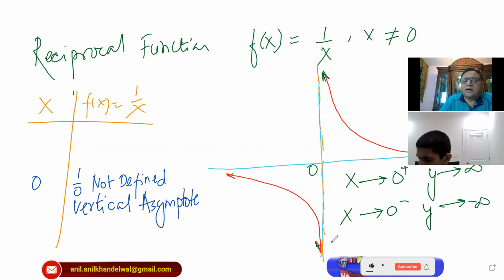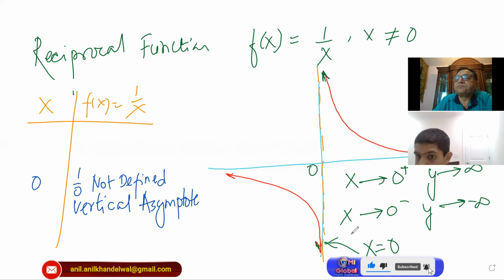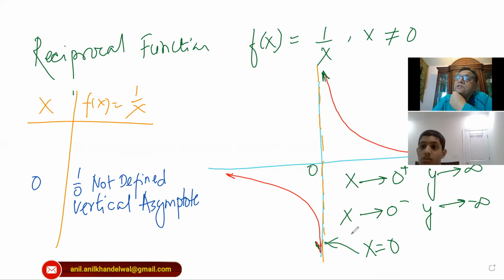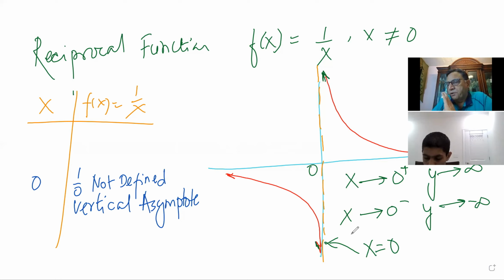A vertical asymptote is the value of x, in this case, the line x equals 0, if when x approaches that point, then y approaches an infinitely large value. It could be positive or negative. Is it okay? Yeah. That is what this is.